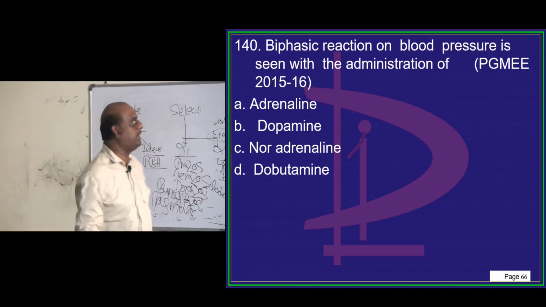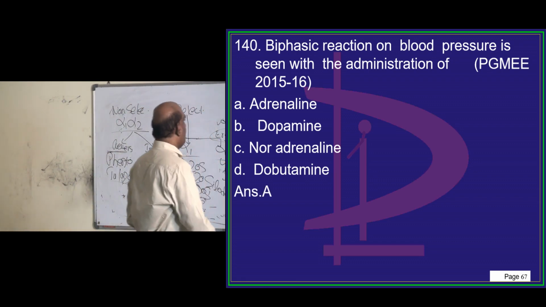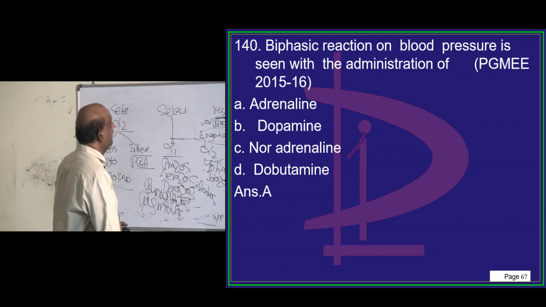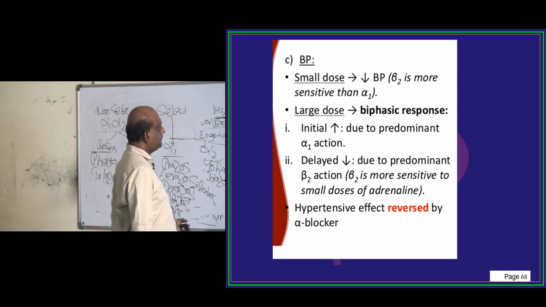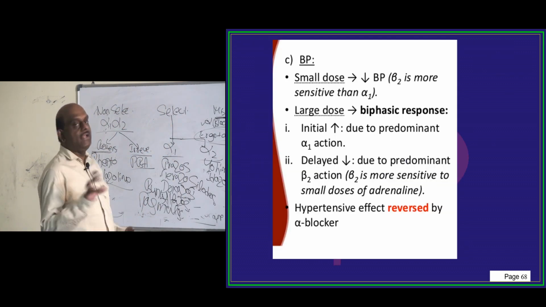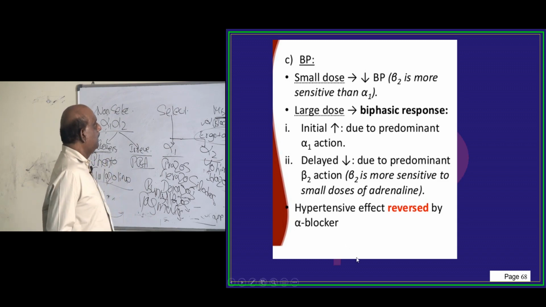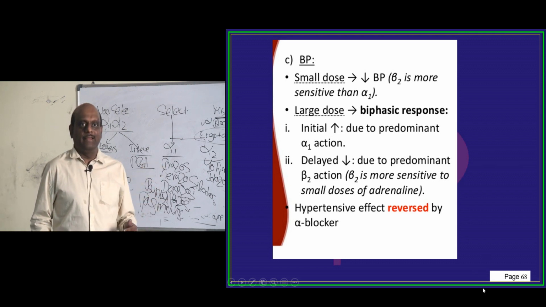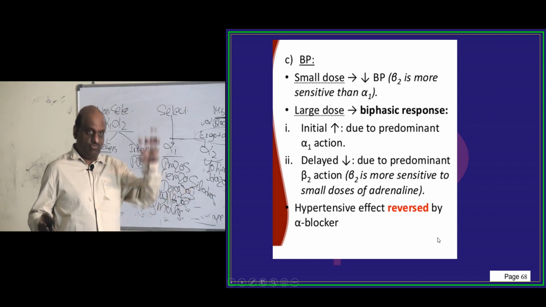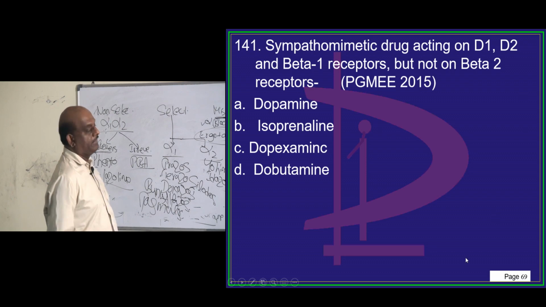Biphasic reaction of the blood pressure. Where do you see it? If you administer what? If you administer adrenaline, there is a biphasic reaction of the blood pressure. If you give adrenaline, initially there is a predominant alpha 1 action, so there is a rise of the BP. Later on there is a beta 2 action, and that is the reason there is vasodilatation and fall of the BP. That is what typically happens, called biphasic reaction.